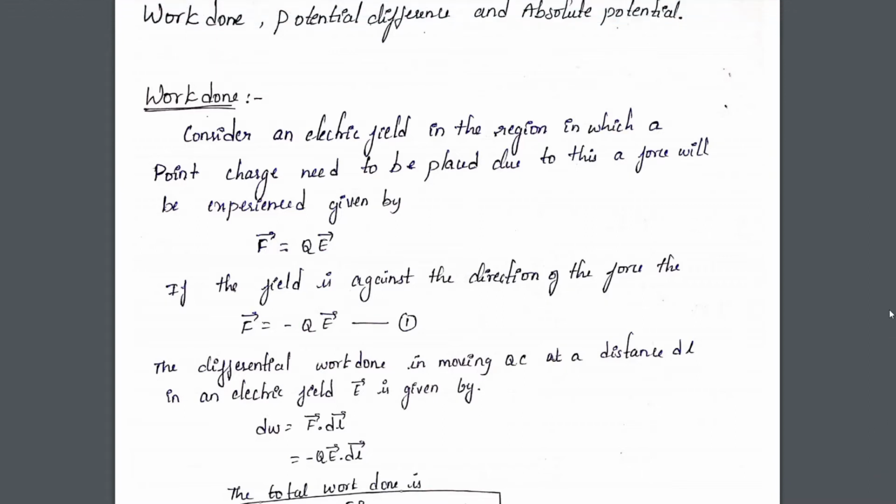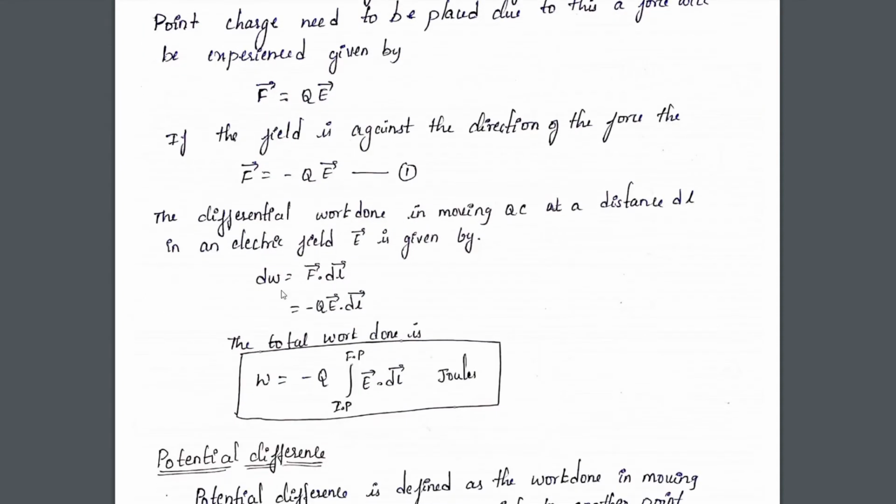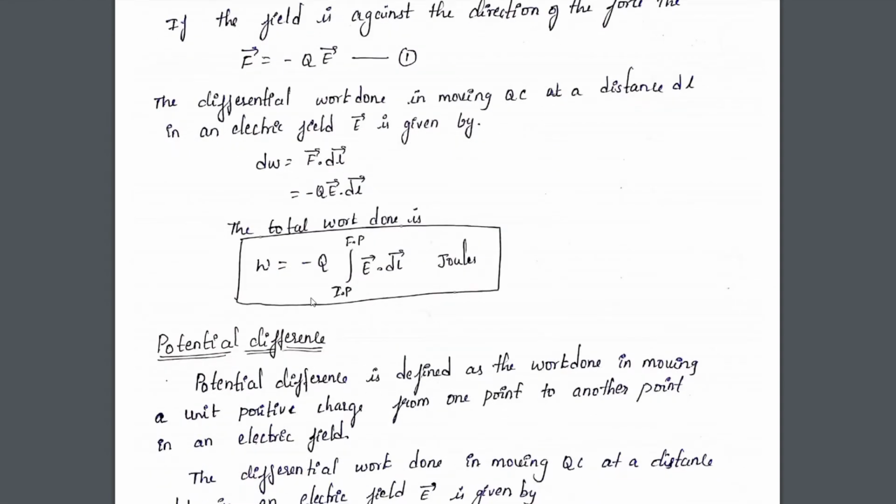So we assume a point charge placed in an electric field, and a force will be experienced. That force is given by F is equal to Q into E. If force and field are in the reverse direction, F will be taken as minus Q into E. That is given in equation 1. Then we define differential work done. Differential work done dW is nothing but F dot dl. Whatever F we got in the above equation, if you substitute, it becomes minus Q E dot dl.